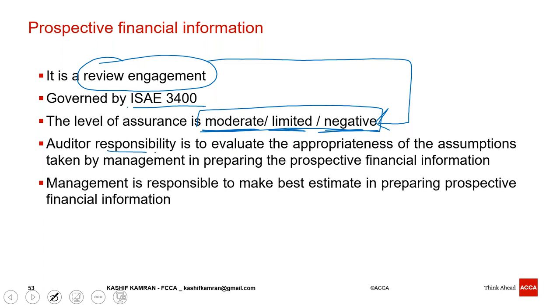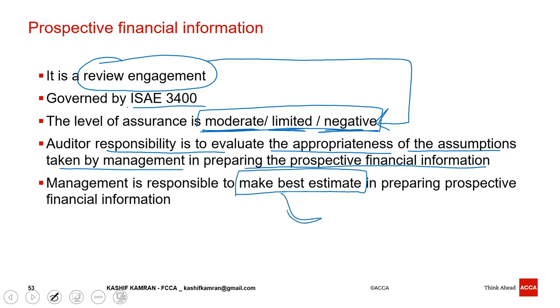The auditor's responsibility is to evaluate the appropriateness of the assumptions taken by the management in preparing the prospective financial information. Obviously the prospective financial information is made by the management, like budgets and forecasts. So all these prospective information are prepared by the management, and the auditor should evaluate the appropriateness of the assumptions taken by the management. Management is responsible to make best estimates in preparing prospective financial information, right? So management prepares it, taking the best estimates.